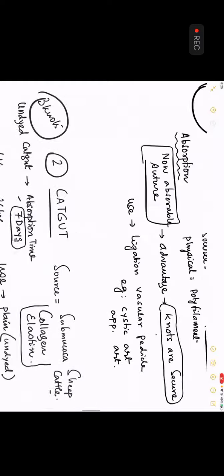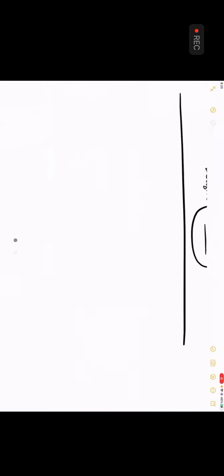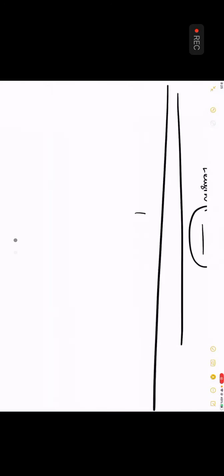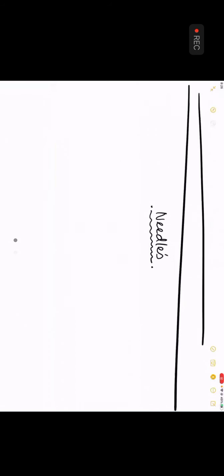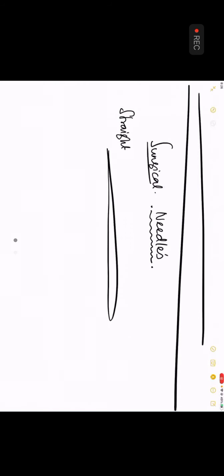So, guys, this completes the list. We go to the next topic, something on needles. Now, we didn't talk about needles in this. When you talk about needles, or technically surgical needles, remember that a straight needle looks somewhat like this. This part is called the eye of the needle. This is the body of the needle, and this is the tip of the needle.